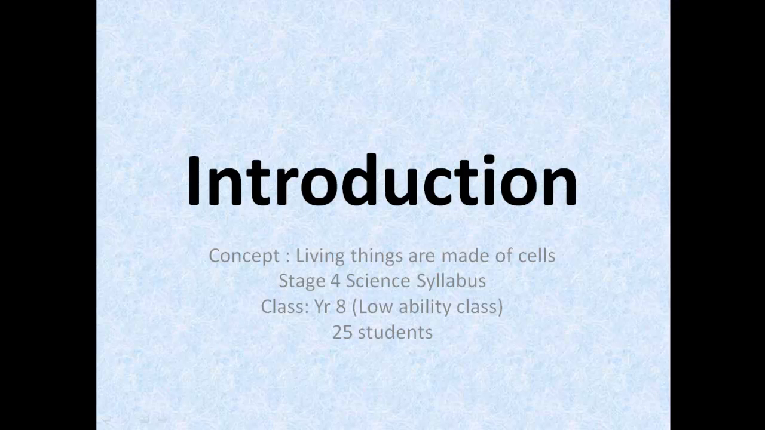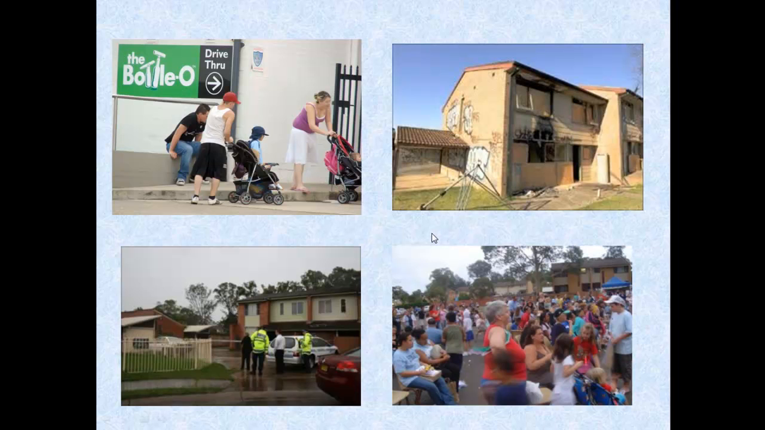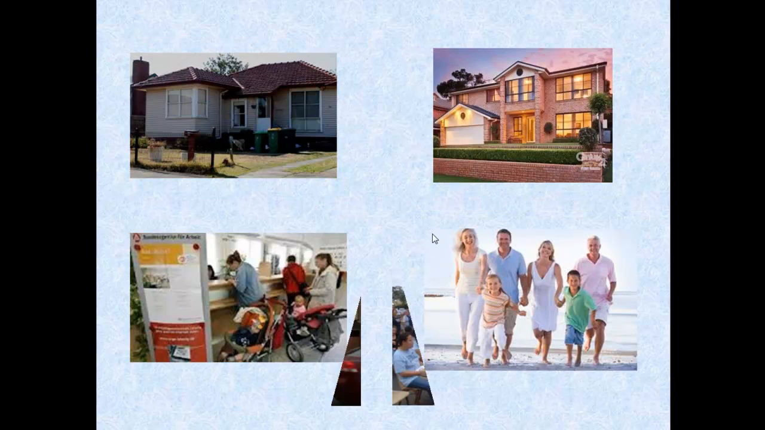The concept is living things are made of cells. It is a Stage 4 of the science syllabus, and it's a Year 8 class that is low ability with 25 students. The activities follow the 5E's learning model, which is a constructivist approach to learning. The school is situated in a low socio-economic area. The science class students are recognised as low ability students.